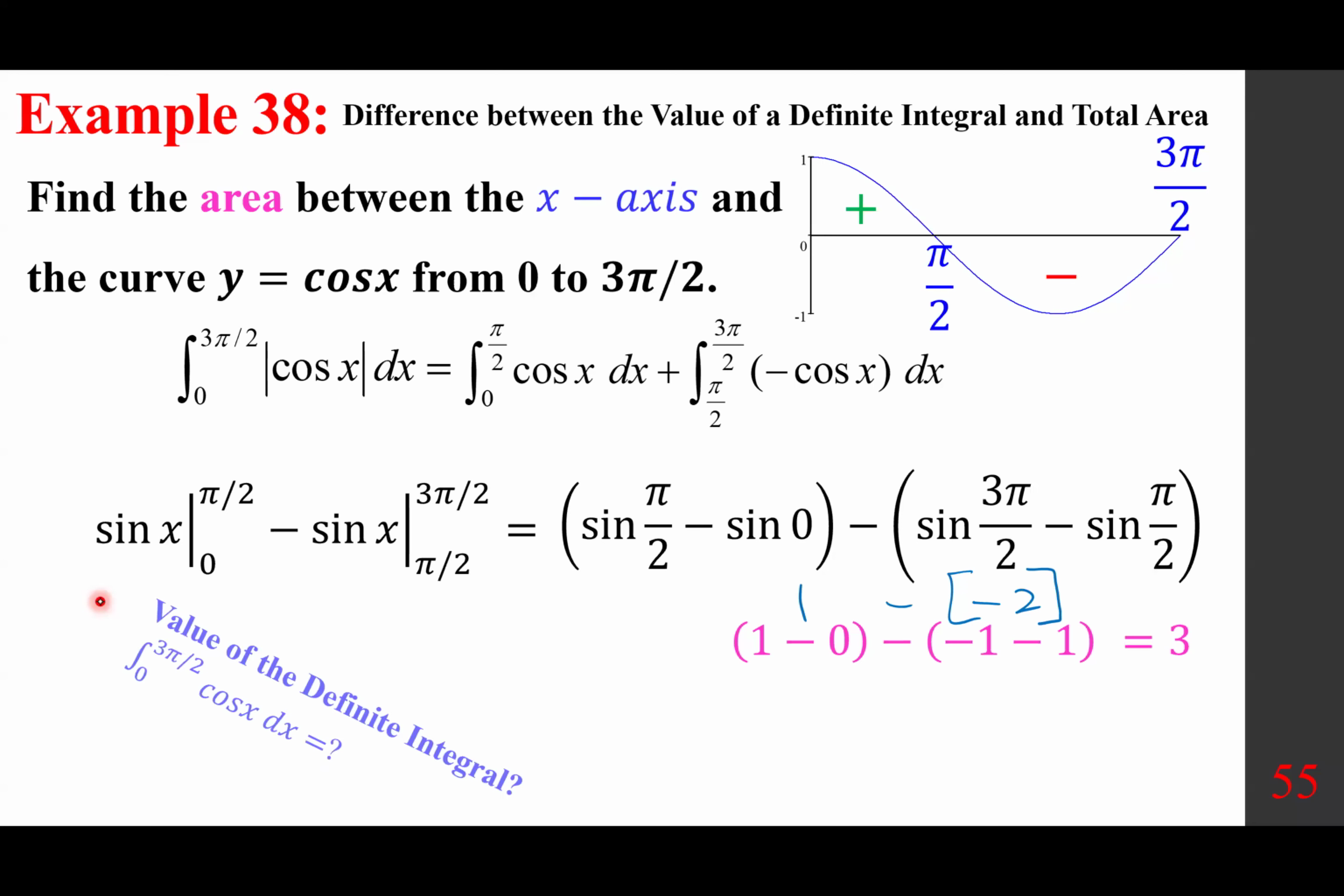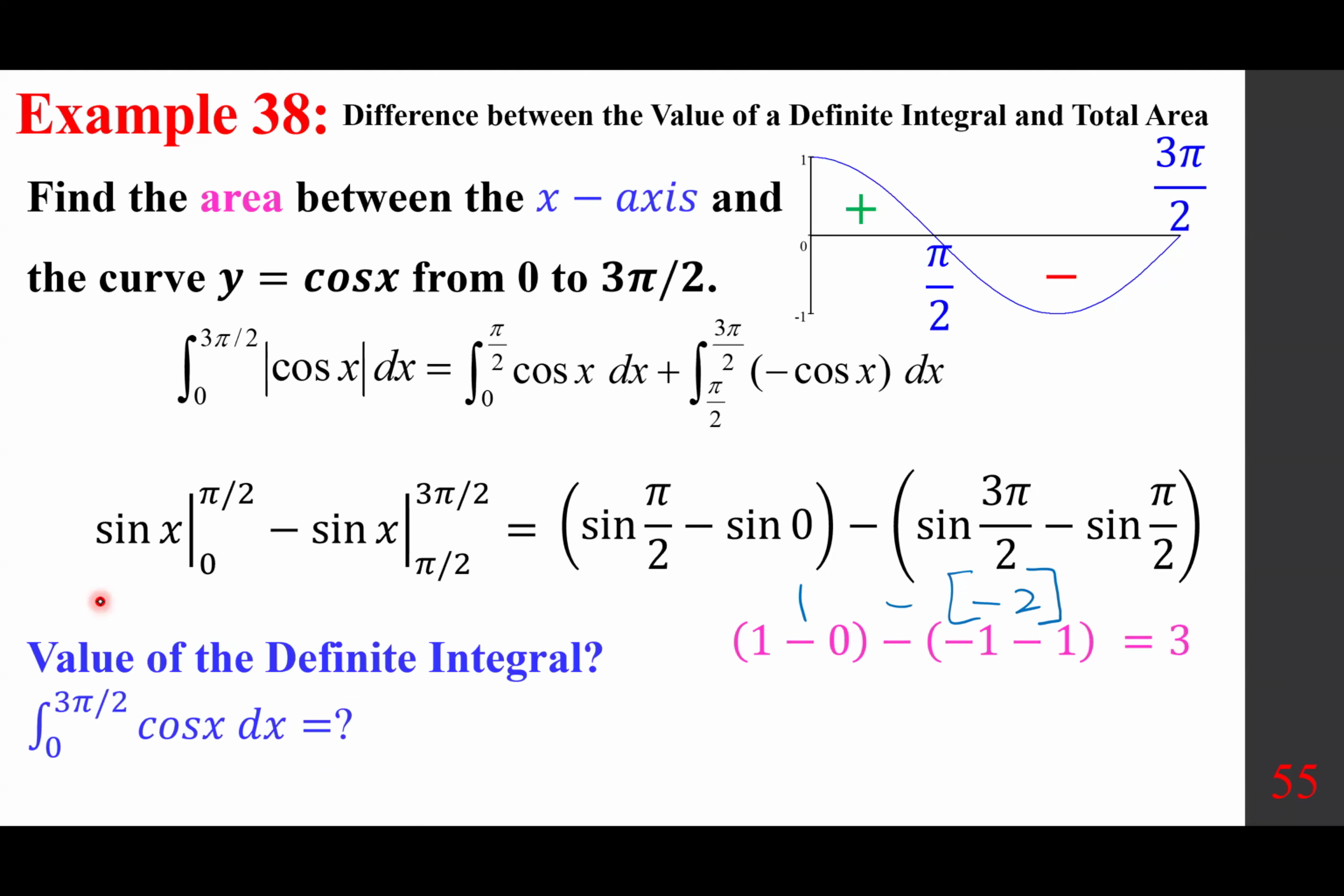But if I'm asking for the value of this definite integral from 0 to 3 pi over 2 of cosine x dx, then what happens is that this is positive, this is negative. So this is 1 and negative, they add up. In other words, positive 1 and negative 2 add up to negative 1. So the answer is negative 1. Or show it, sine x from 0 to 3 pi over 2. Sine of 3 pi over 2, you should know it's negative 1. Sine of 0 is 0, so it's negative 1.